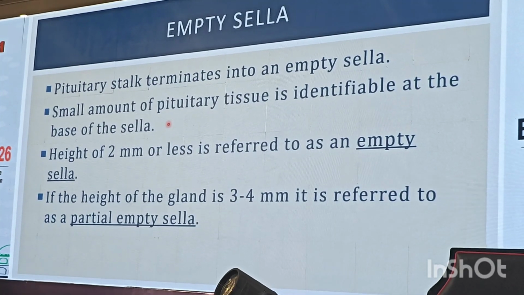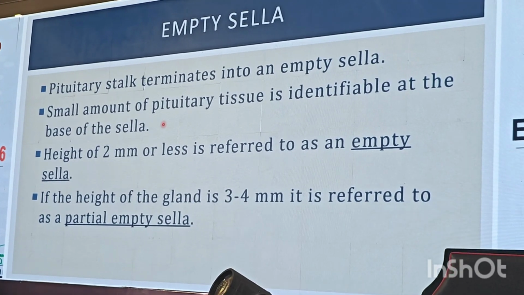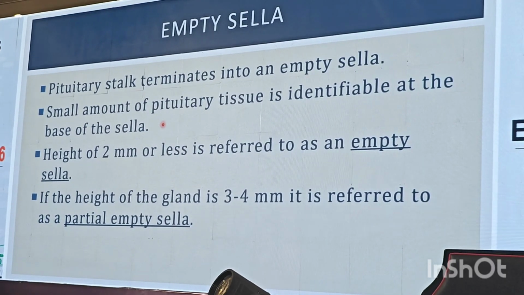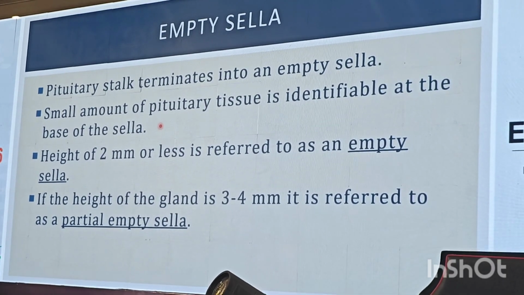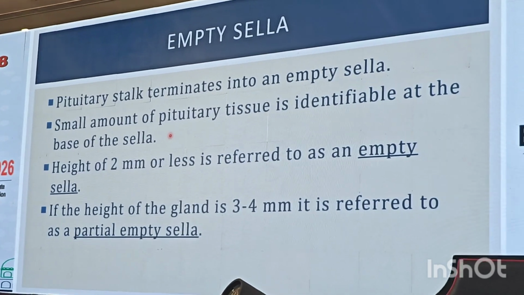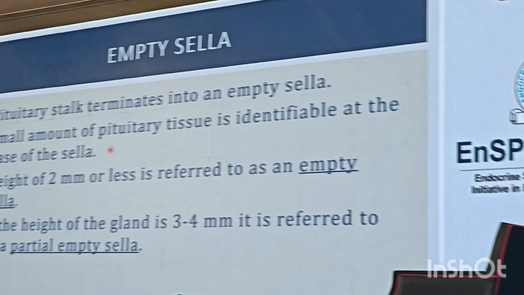So the stalk should terminate, that is important. The stalk should terminate at the base of the sella. A small amount of pituitary tissue is usually seen. If the thickness is less than 2 millimeters, you can call it an empty sella. If it is 3 to 4 millimeters, you can call it a partial empty sella.